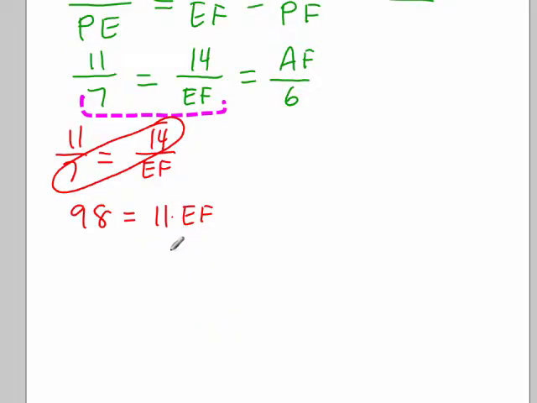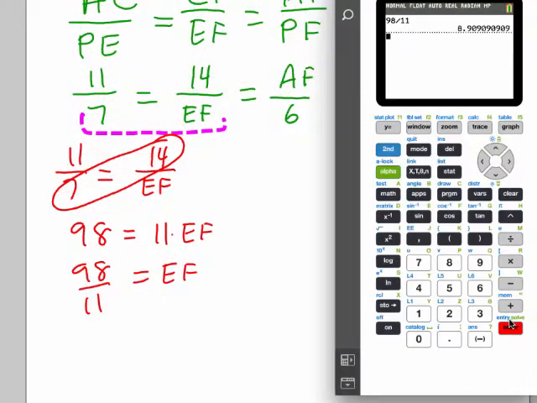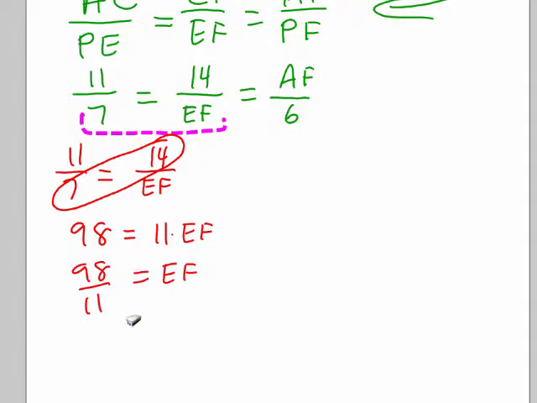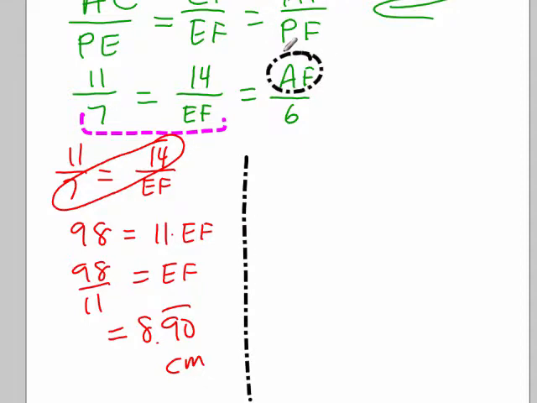And so if I isolate EF by dividing by 11, I'm going to get 98 over 11, which is an exact value. That would be 8.90, the 90 repeating. So I actually have an exact decimal for that, 8.90 centimeters.